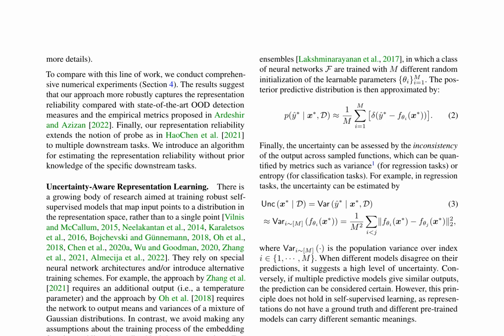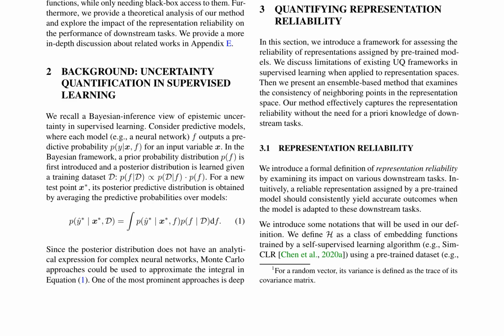In the context of uncertainty-aware representation learning, the authors highlight the limitations of existing uncertainty quantification (UQ) frameworks in supervised learning when applied to representation spaces. They introduce an ensemble-based method that examines the consistency of neighboring points in the representation space, effectively capturing representation reliability. The authors define representation reliability as the average performance of downstream models when using the representations of a test point provided by pre-trained backbone models.